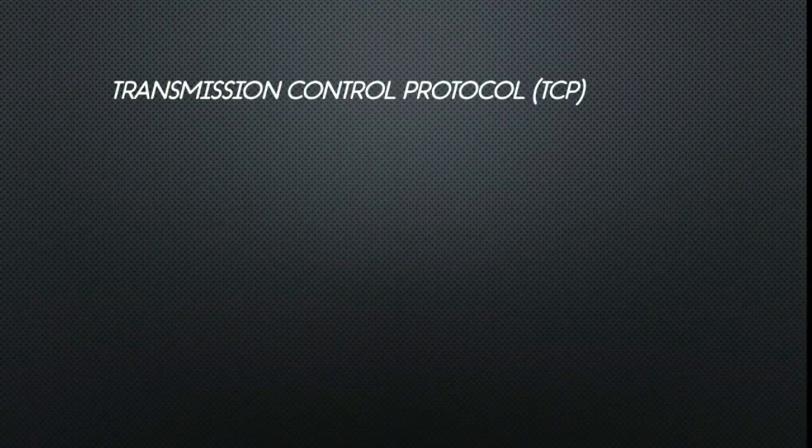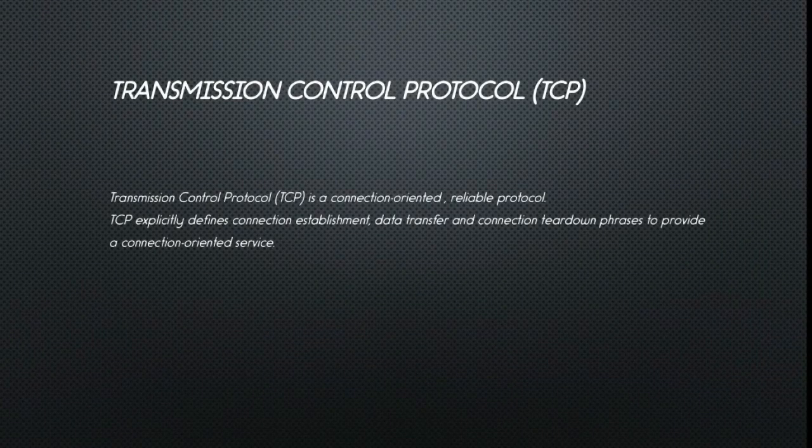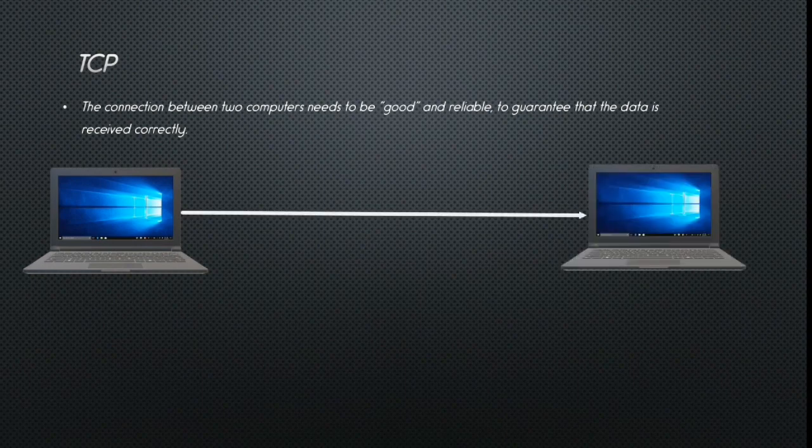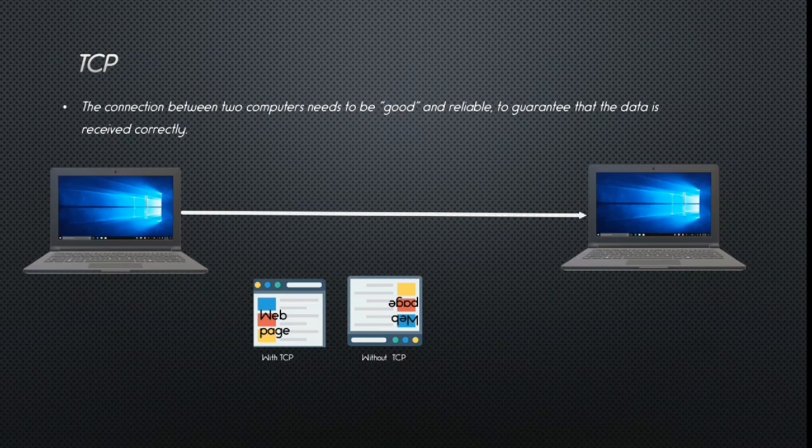Transmission Control Protocol, TCP. Transmission Control Protocol, TCP, is a connection-oriented, reliable protocol. TCP explicitly defines connection establishment, data transfer, and connection teardown phases to provide a connection-oriented service. Whenever a computer wants to communicate with another computer, the communication between those two computers needs to be good and reliable, so it can guarantee that the data is received correctly.